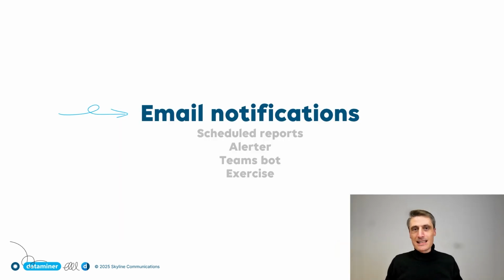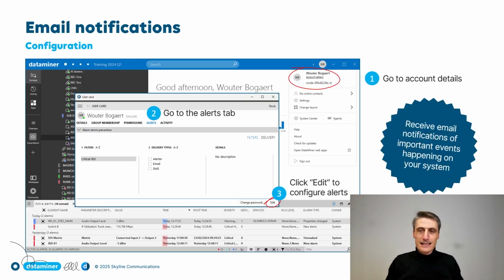Let's take a look at those things, starting off with the easiest and most straightforward one, I think, which is just email notifications. Just send me an email whenever something happens. So how do I configure that? Well, very easy. You just go to your user account, your user icon. You click on there, you go to account details, and in the pop-up of your account details, you have an alerts tab. That's where you can configure your alerts by clicking on edit and start configuring your alerts there.